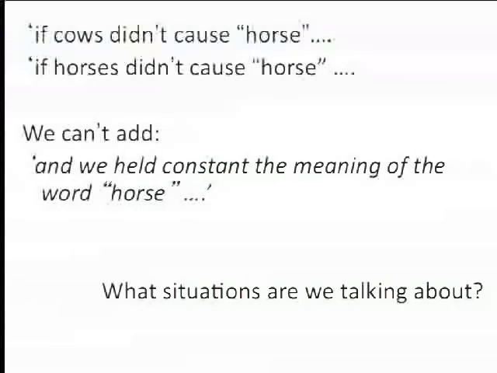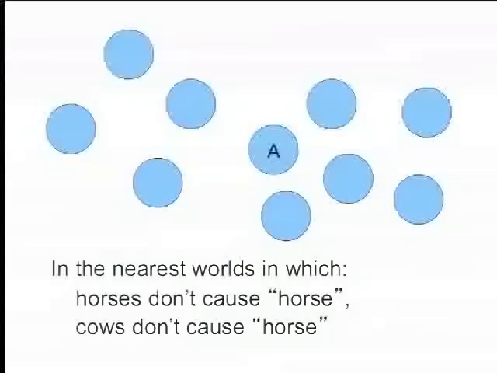A slightly different way to put this point is to say, we are after all looking at counterfactuals here. If cows didn't cause horse, if horses didn't cause horse, it's obviously not naturalistically acceptable to say, and we held constant the meaning of the word horse. But with these questions about zebras and so on last time, what people were saying is, well, which other world are we talking about when we say, if cows didn't cause horse, or if horses didn't cause horse? Are we talking about, for example, a world in which zebras didn't cause the use of the word horse? And I said, well, what we've got here is, in the nearest worlds in which horses don't cause the use of the word horse, cows don't cause the use of the word horse. But really, saying nearest is not much of a steer as to which world we're going to be looking at.